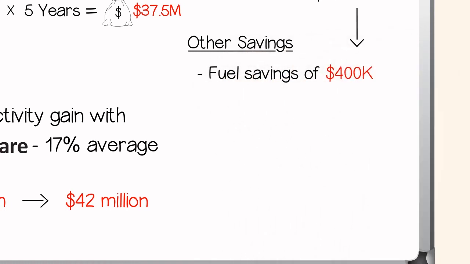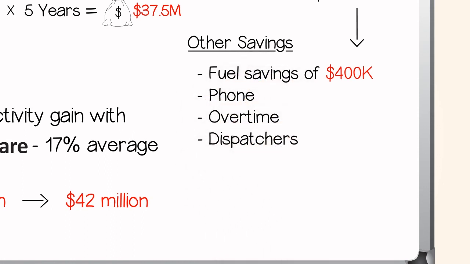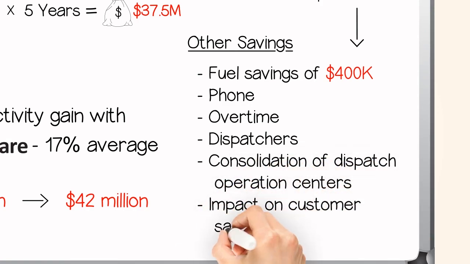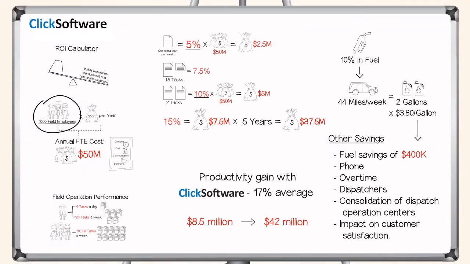But it's not only fuel. We can also reduce costs of phone, overtime cost, dispatchers. There's a lot to save by consolidating dispatch operation centers and a huge impact on customer satisfaction. Are you beginning to see what value workforce management and optimization can have in your business?